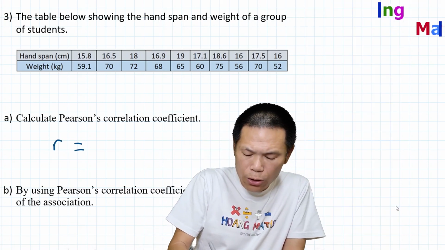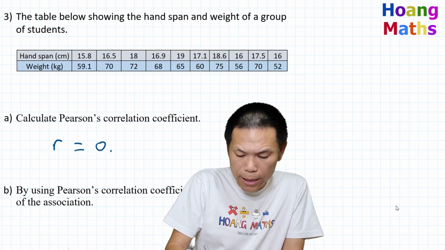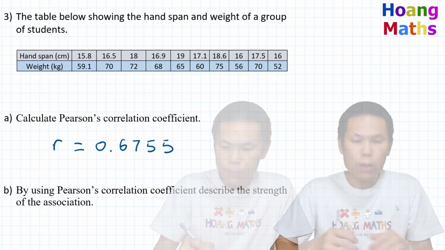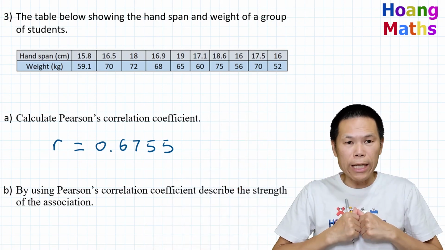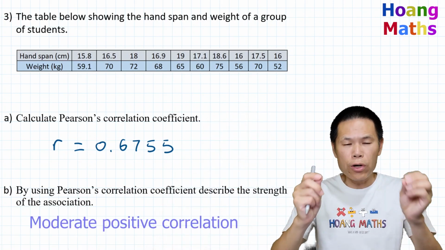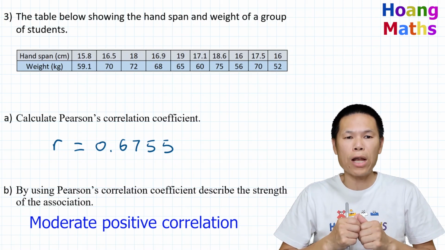So r is equal to 0.6755. So there you go. So we can describe this as moderate positive correlation.